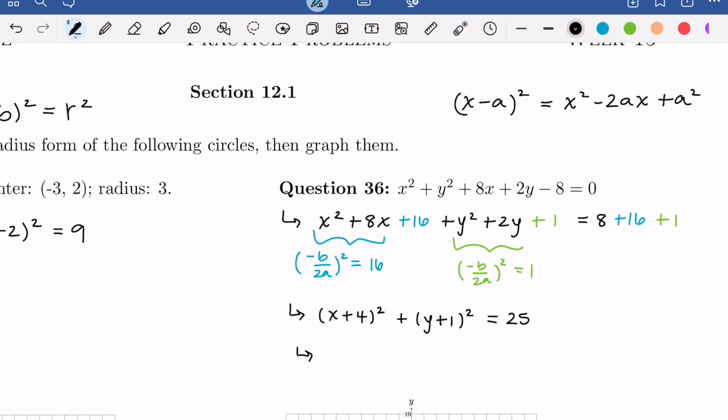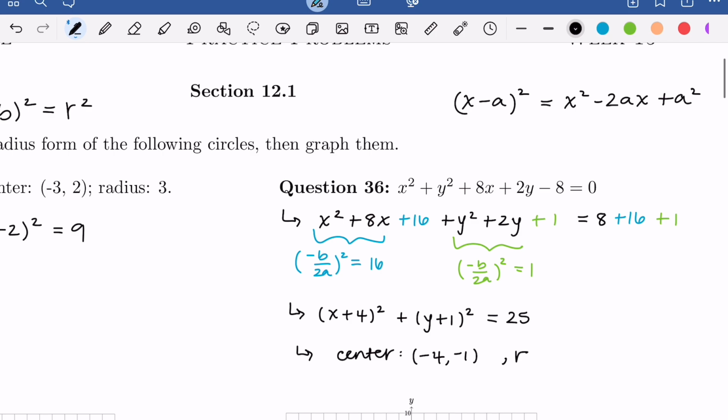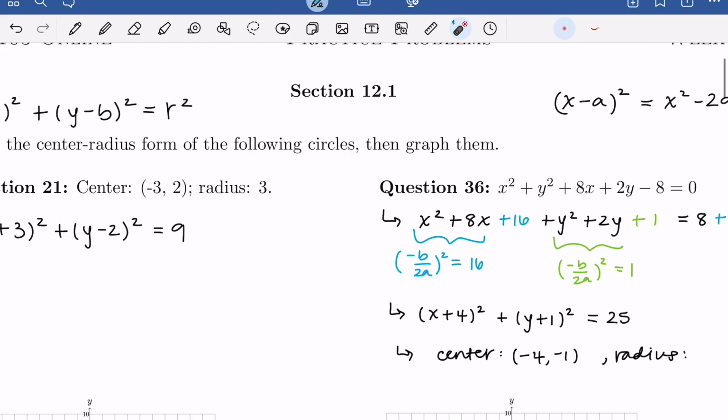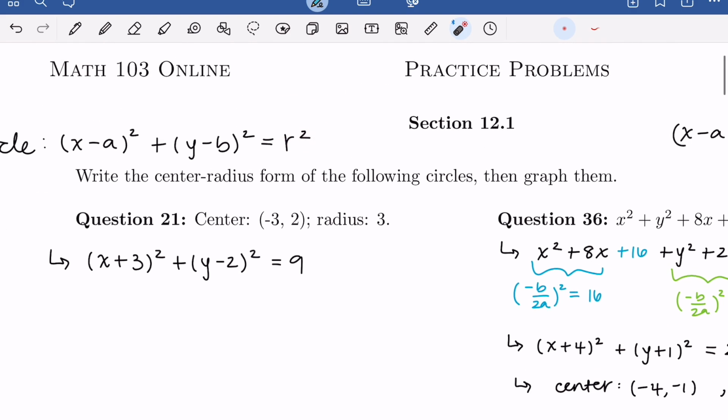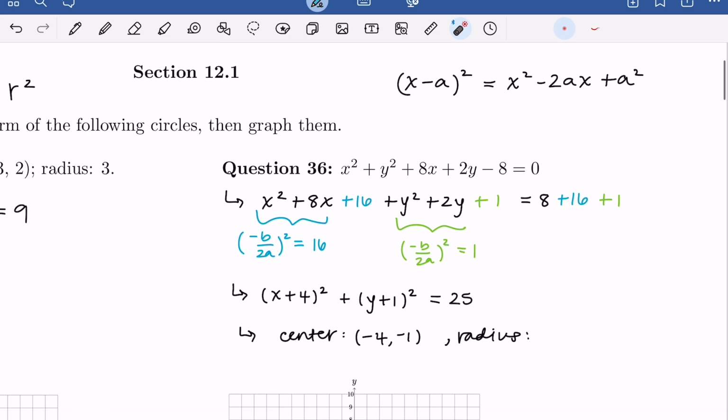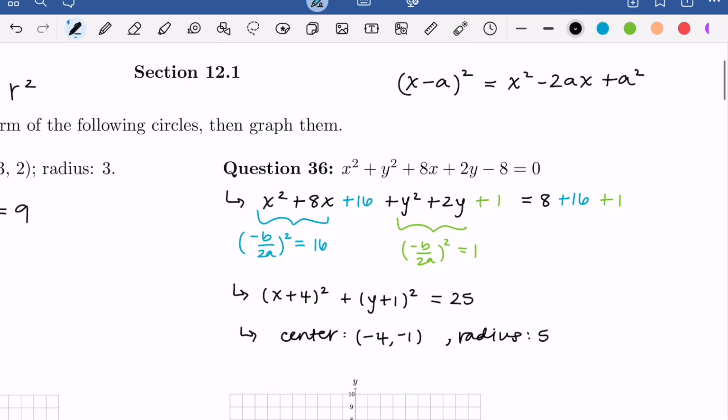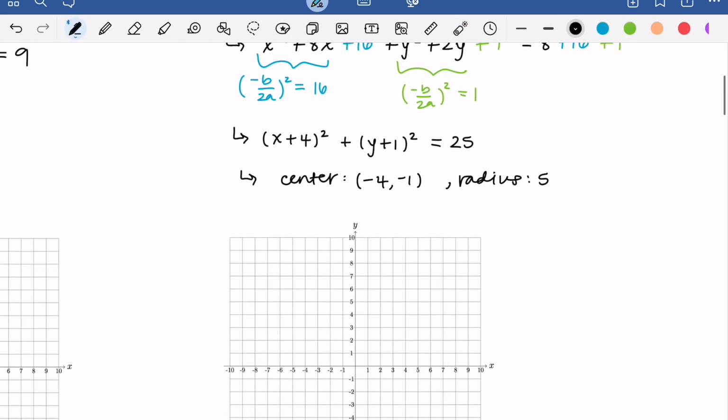So we have an equation in center radius form. In this case, our center is going to be negative 4 comma negative 1. Since these guys are positive here, the coordinates must both be negative. And then our radius in this case is going to be the square root of what we have on the right-hand side, since in our center radius form, our radius is squared here. So in this case, our radius is going to be 5. So we can graph this with this information here.